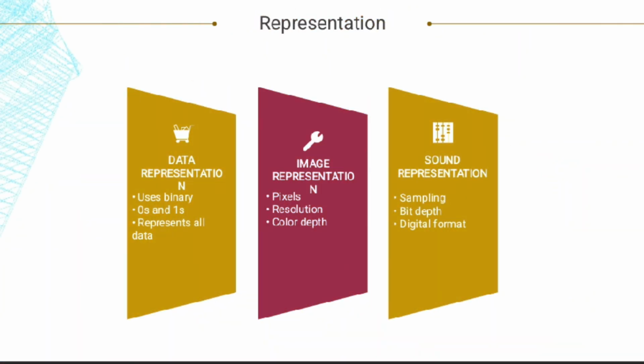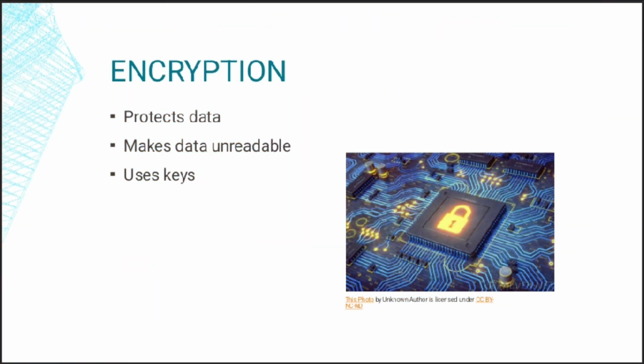Data representation in computers. Computers represent all data using binary numbers. Binary consists of only two digits, 0 and 1. Everything in the computer, including text, images, sound, and video, is converted into binary form so the computer can process it. Moving on to the next slide.